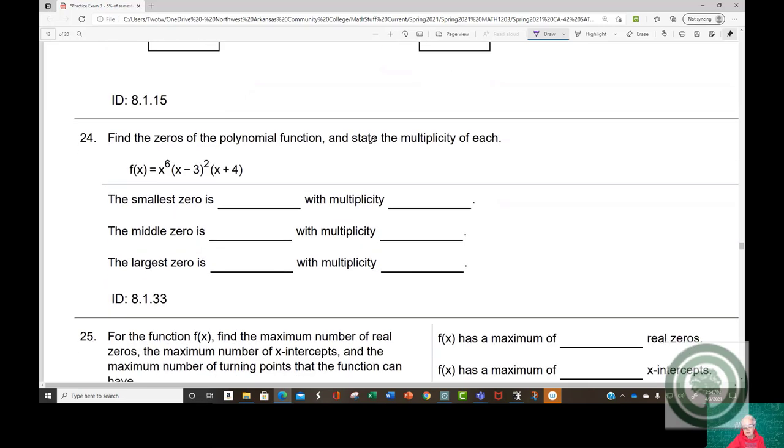Now we're talking about zeros and multiplicities. This is already factored for you, so this should be one of the totally easiest problems on the test. This will give you x equals 0. This will give you x equals 3. And this will give you x equals negative 4. And there's an understood one power there. The powers are the multiplicities, how many times these things happen.